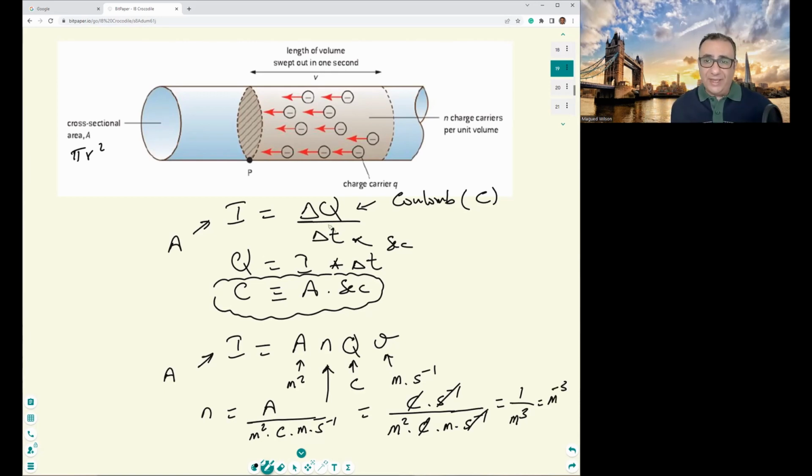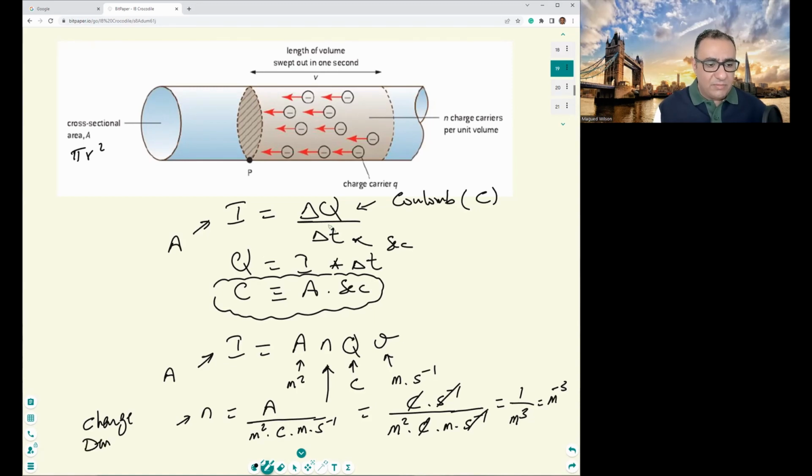So the unit of n is meter to the power of -3, which is SI, no problem. So what is n now? N is called the charge density, or sometimes electron density. In some textbooks, you can see also electron density.